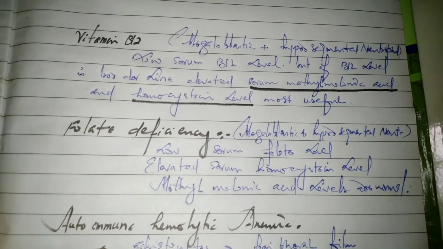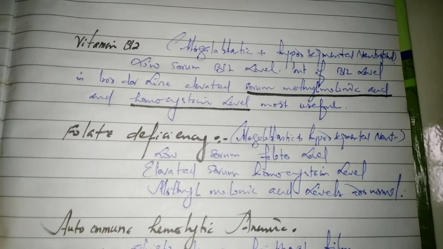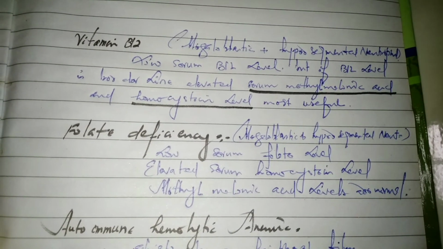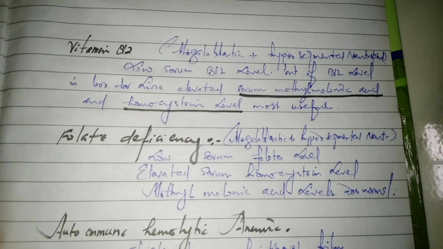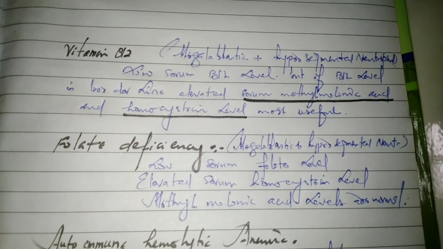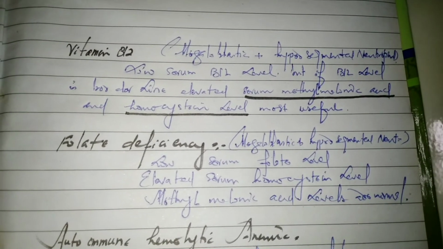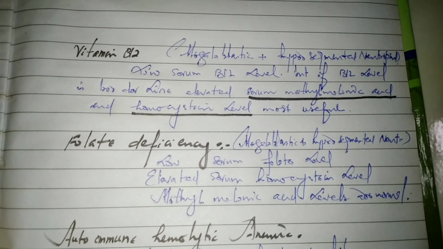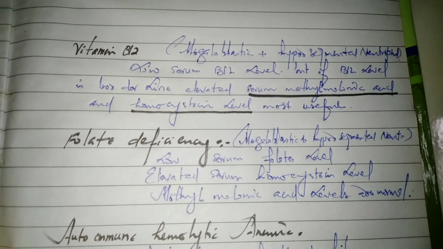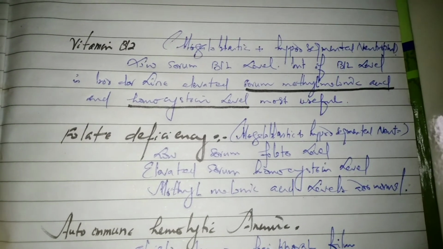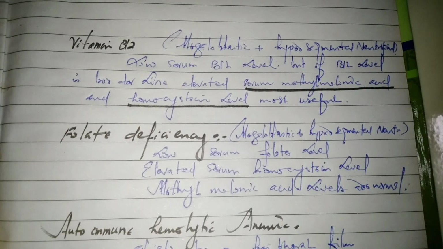Now again it is very easy to remember which component is elevated, that is the homocysteine level. It is elevated in both B12 and folate deficiency. Homo means same, that means homocysteine is the same thing which is elevated in folate and B12, but not methylmalonic acid. Methylmalonic acid and homocysteine both are increased in B12, but only homocysteine is elevated in folate.